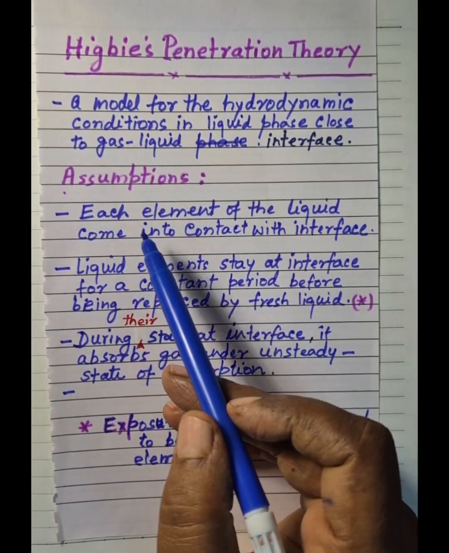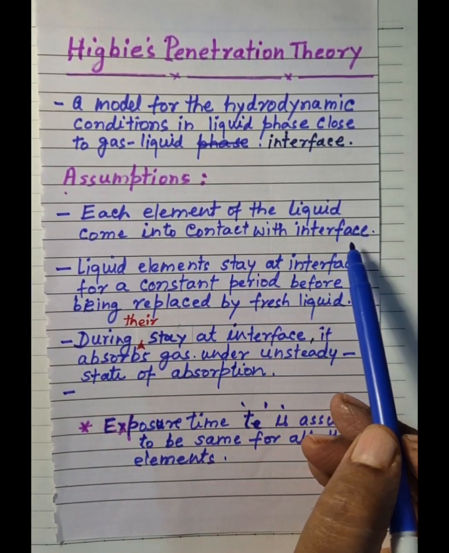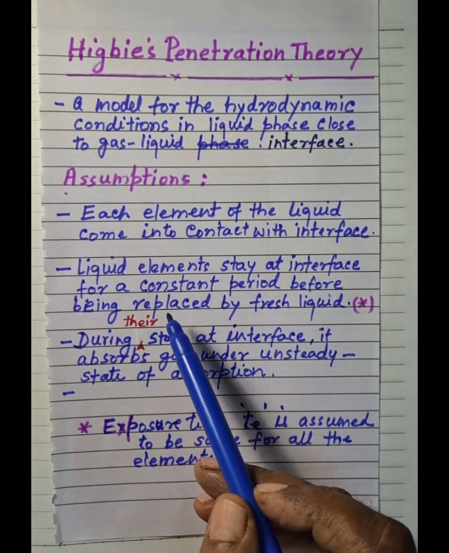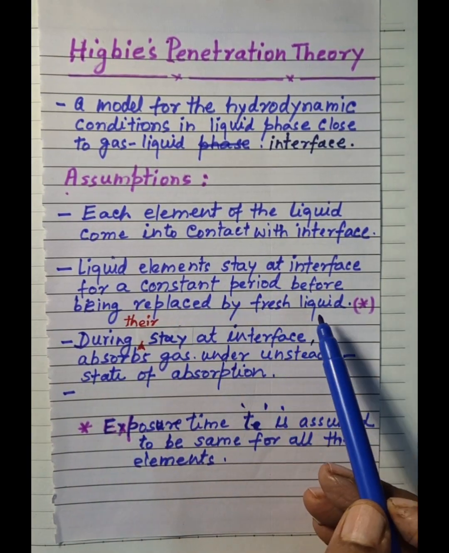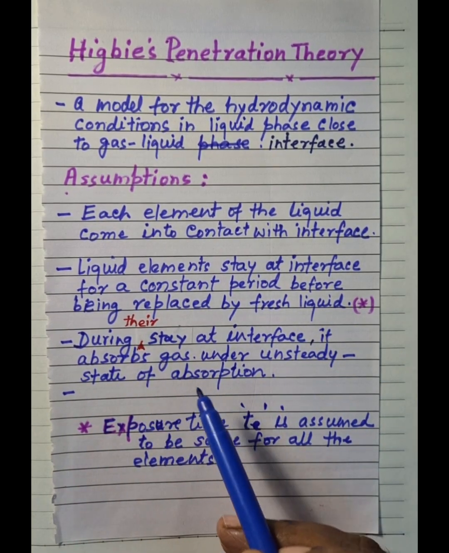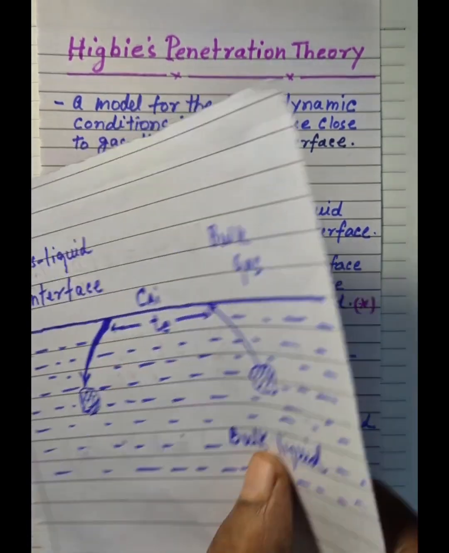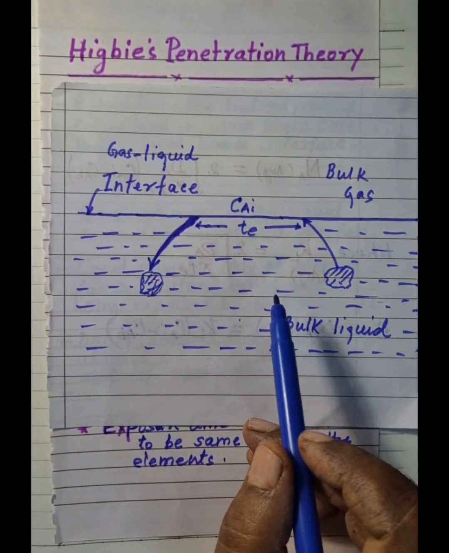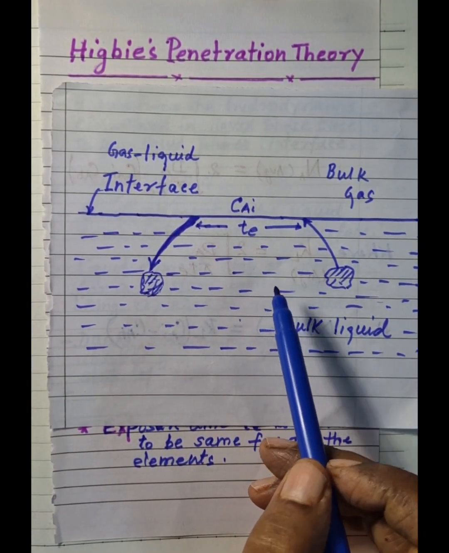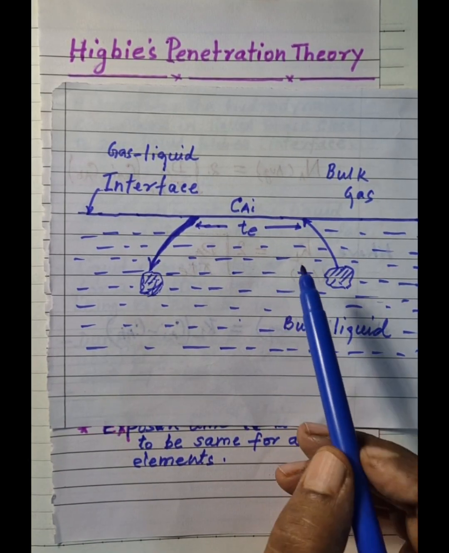Higbie made the following assumptions. Each element of the liquid comes into contact with the interface and stays at the interface for a constant period before being replaced by fresh liquid. During their stay at the interface, it absorbs gas under unsteady state absorption. This is the case of a semi-infinite gas-liquid system, where the liquid is exposed to a gas containing a solute, and the solute is absorbed in the liquid.